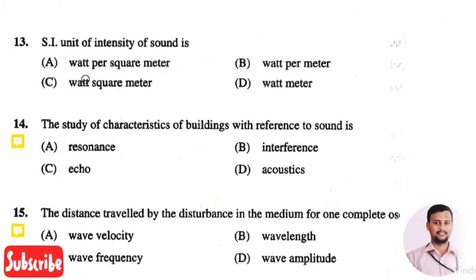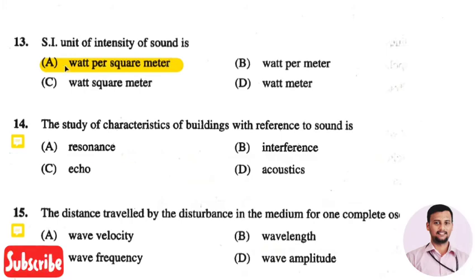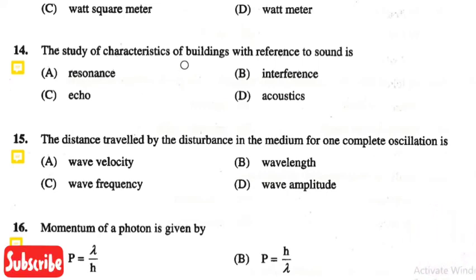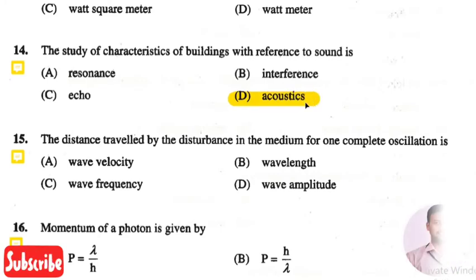The next question is, the SI unit of intensity of sound is, the right answer is option 1, that is watt per square meter. So that is the SI unit of intensity of sound. The next question is, the study of characteristics of building with reference to the sound is, the right answer is acoustic. So the best examples for acoustic buildings are music recording studios and cinema halls.